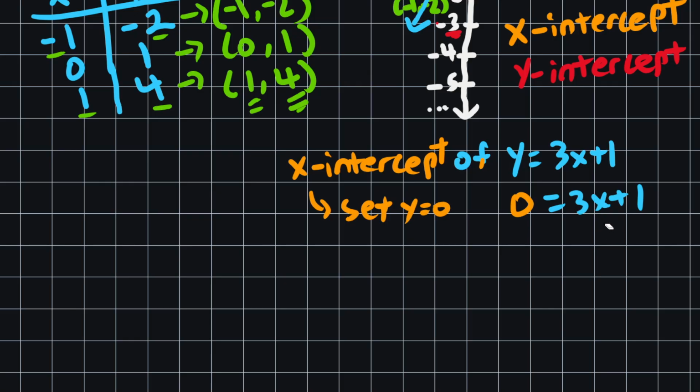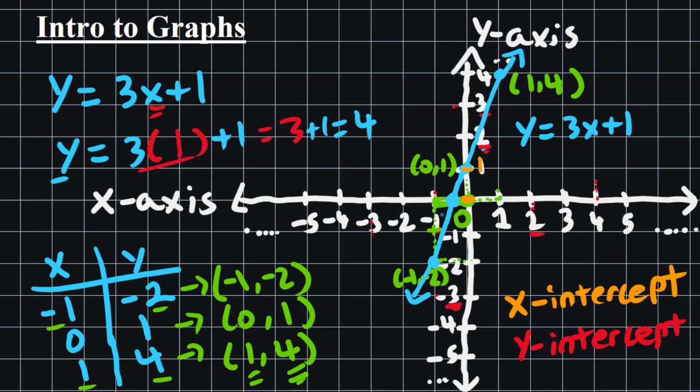So let's go ahead and solve for x. We have to isolate it. Let's subtract 1 on both sides. So 0 minus 1, that's negative 1, equals 3x, since those cancel out. And let's divide by 3 on both sides. So x equals negative 1 over 3, so negative 1/3. Negative 1/3 is the point that this equation touches on the x-axis right here. So that is the x-intercept.